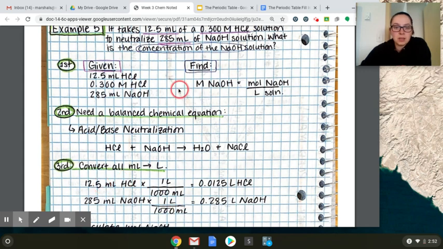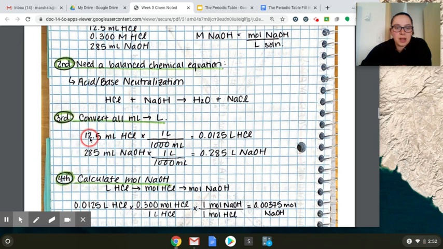You might have already done this in your head and written it up here. That's fine with me, but I wrote it down. And I converted 12.5 to 0.0125 liters, and 285 is converted to 0.285 liters of NaOH. Labels are important here, so make sure you keep those straightforward.